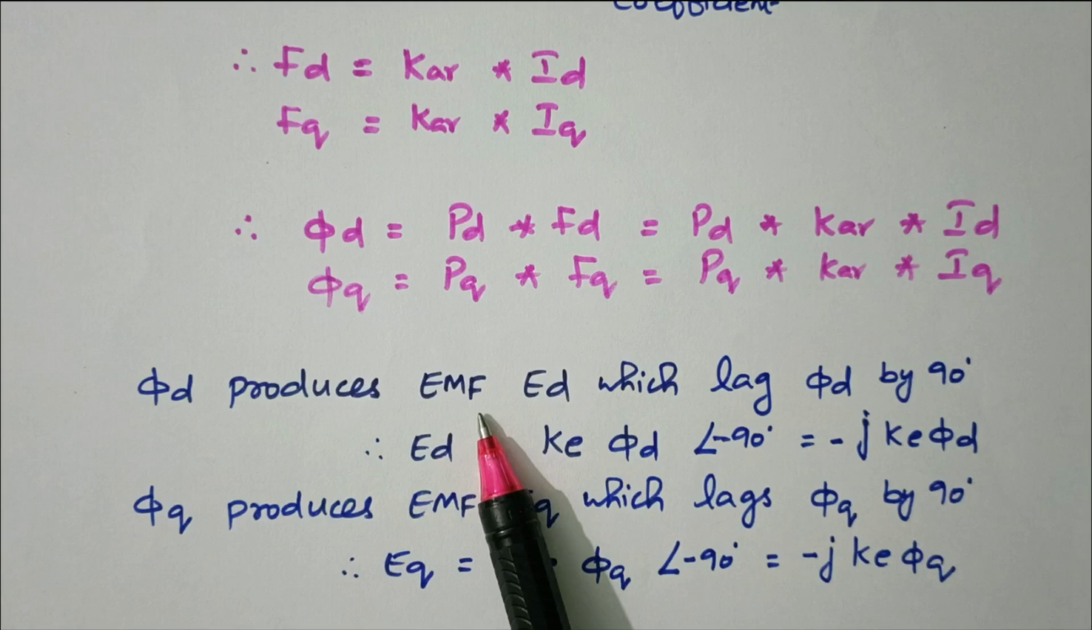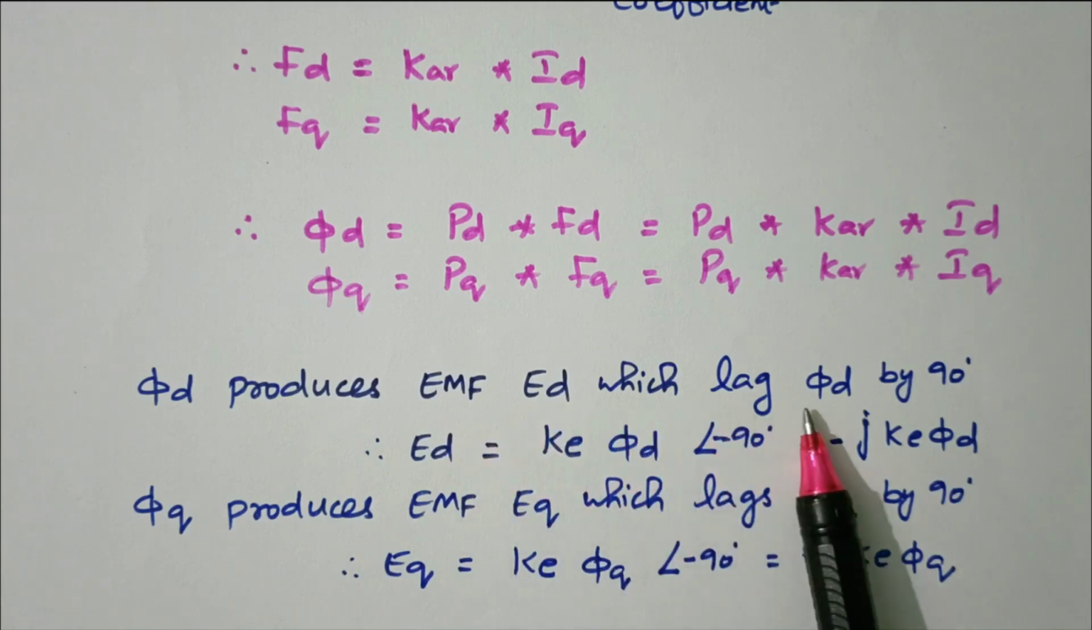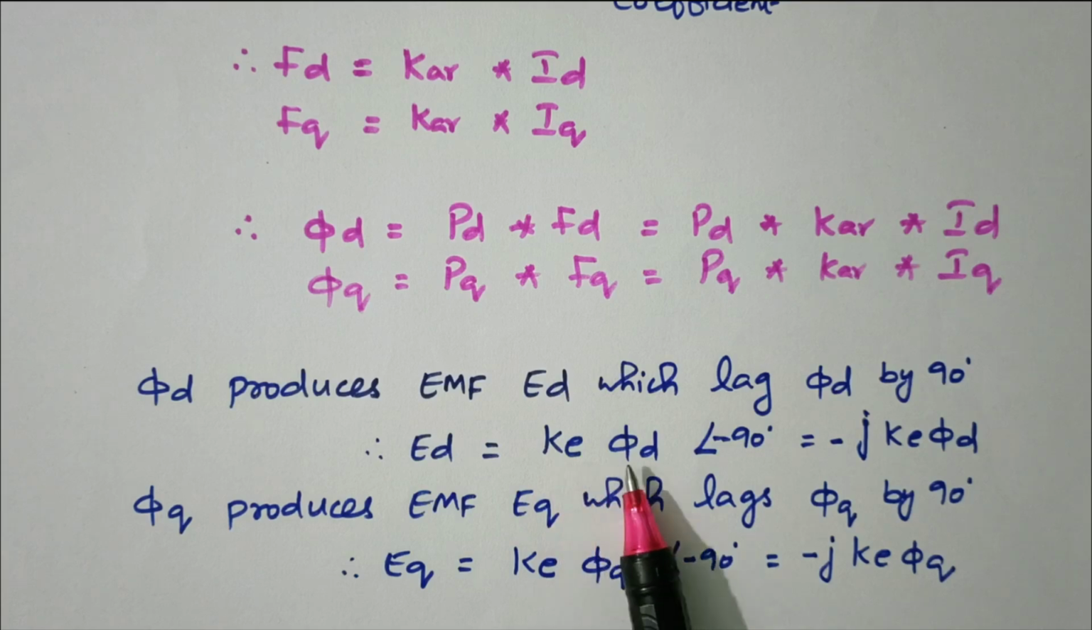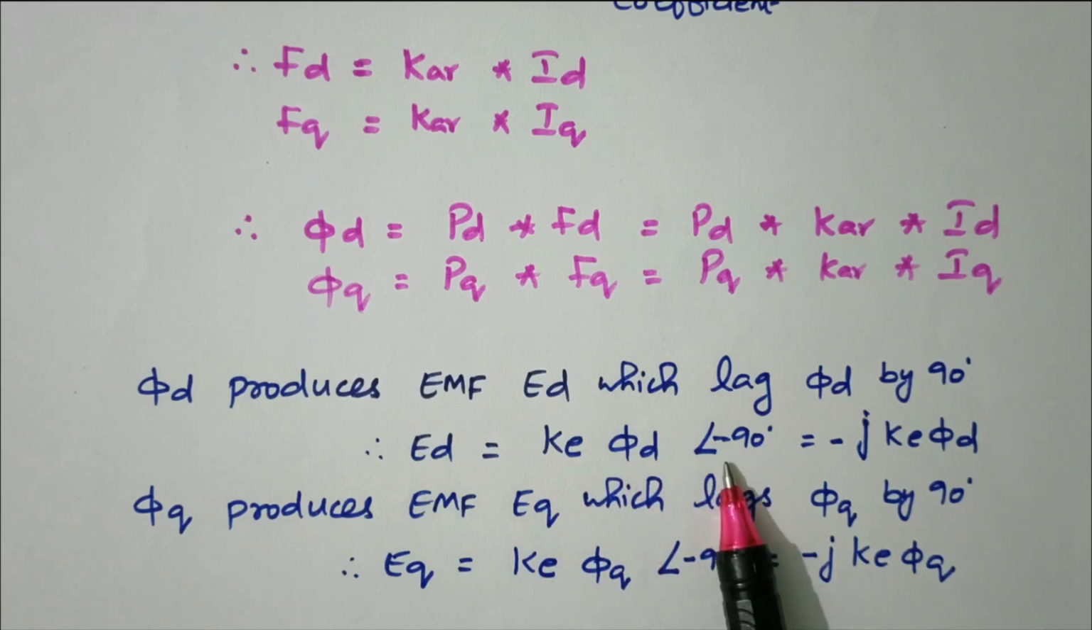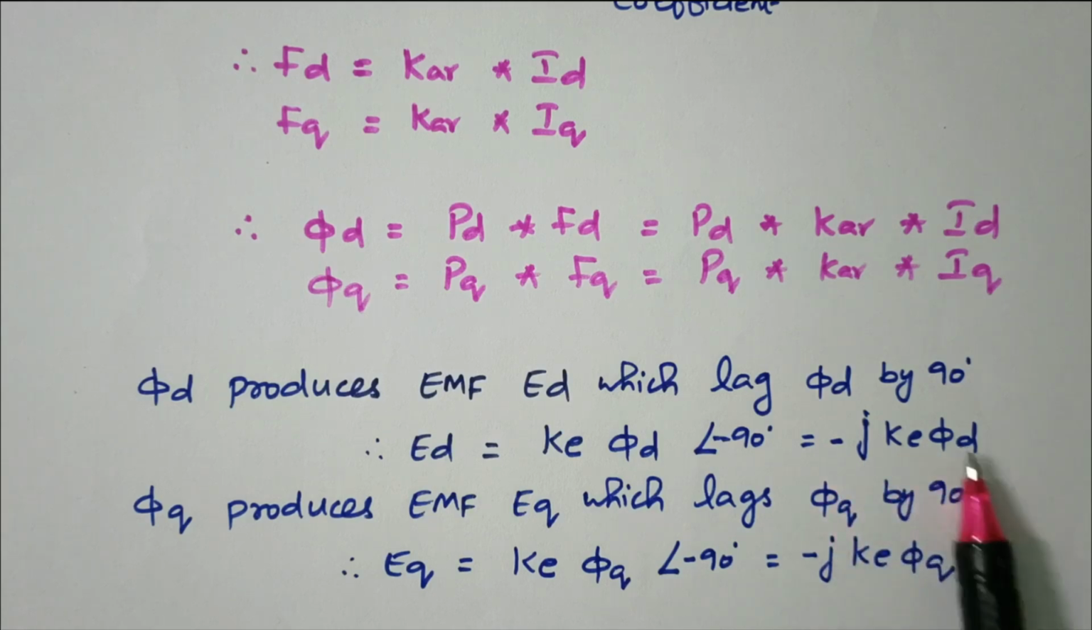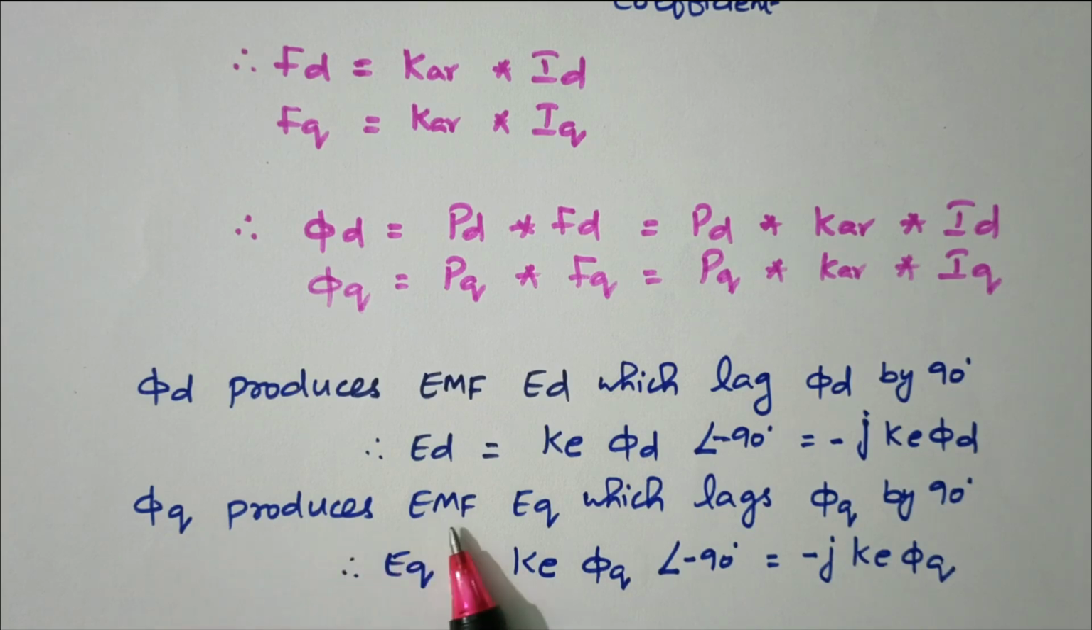Phi d produces emf Ed, which lags phi d by an angle of 90 degrees. So Ed can be written as Ke phi d at an angle of minus 90 degrees, because it is lagging. Lagging by minus 90 degrees can be represented by minus j. So Ed equals minus j Ke phi d. Similarly, phi q produces emf Eq, which lags phi q by an angle of 90 degrees. So this is also lagging. So Eq equals Ke phi q at an angle of minus 90 degrees, which can be represented as minus j Ke into phi q. So we got the expressions for Ed and Eq.